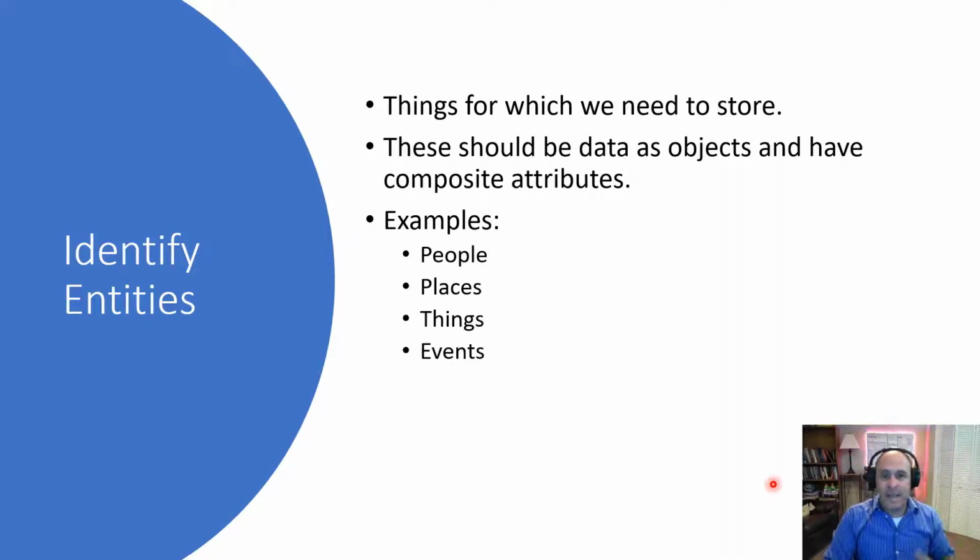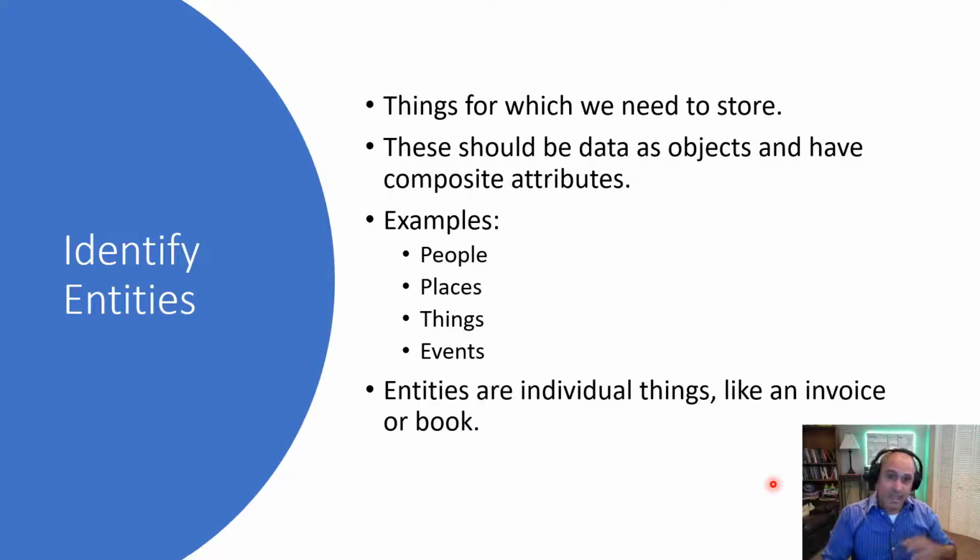So examples of entities are people, places, things, and events. Entities are individual things, not collections of things. So an entity would be a book, or an invoice, or this can of soda.